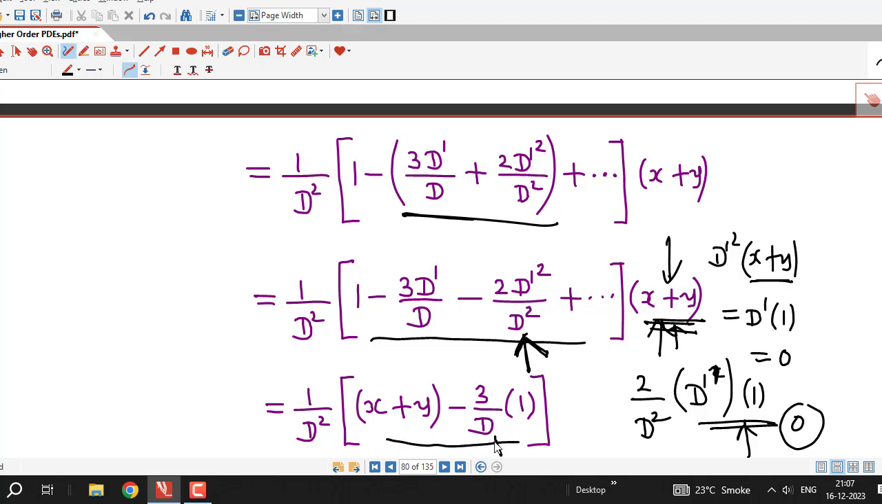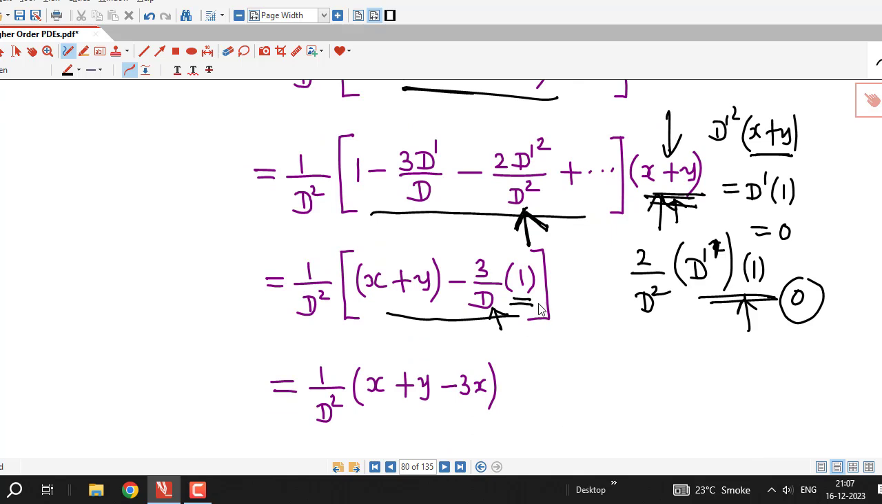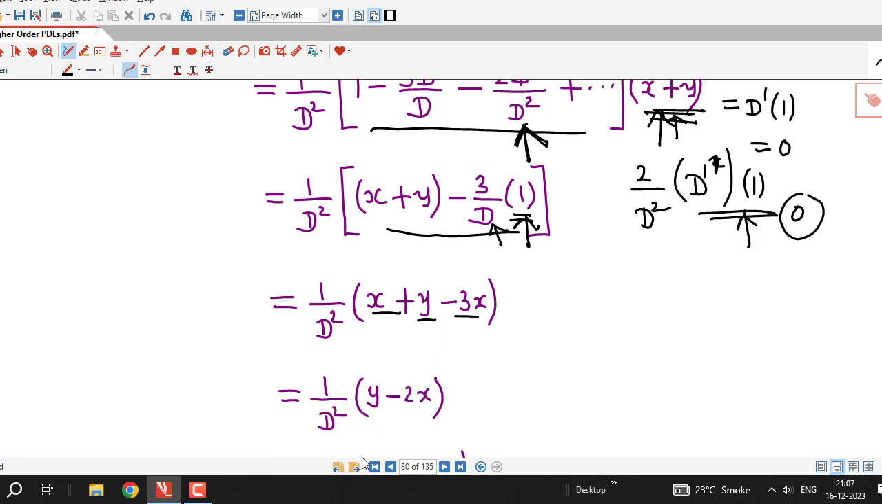Now capital D stands for derivative with respect to x. So 1 over D stands for integral with respect to x. So in the next step I have taken the integral of 1 with respect to x, that is x. This I can rewrite as y minus 2x. Here I have 1 over D square, that is, I have to integrate this with respect to x 2 times.